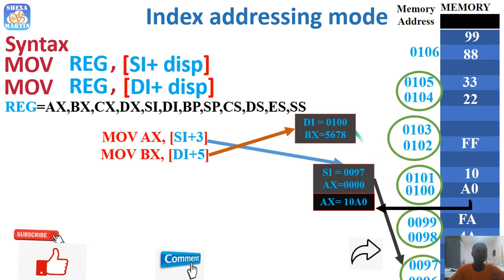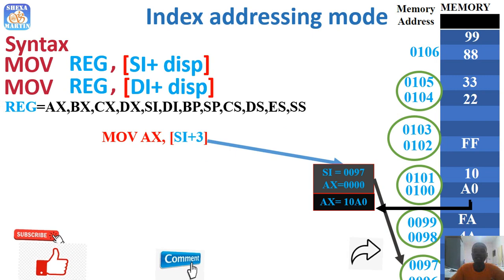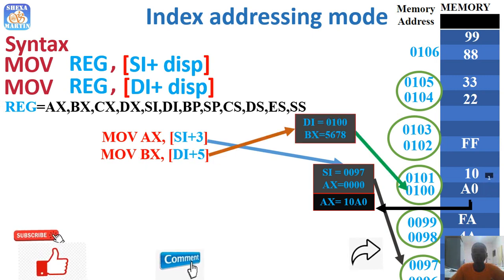Same applies. Move BX, DI. What is the value that is in DI? 0100. And then what happens? We add 5 steps, or we move 5 steps in the positive direction. 1 step, 2nd step, 3rd step, 4th step, and 5th step. So which value is going to be inserted into BX? 8833. All right, that's it, we are done.